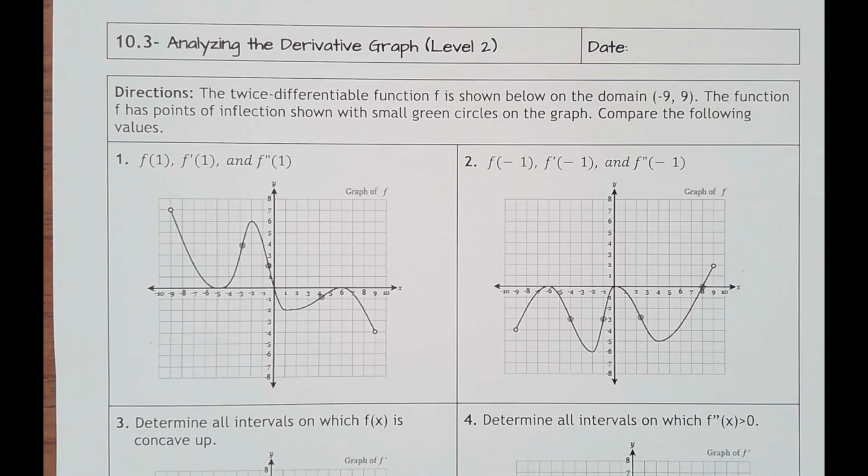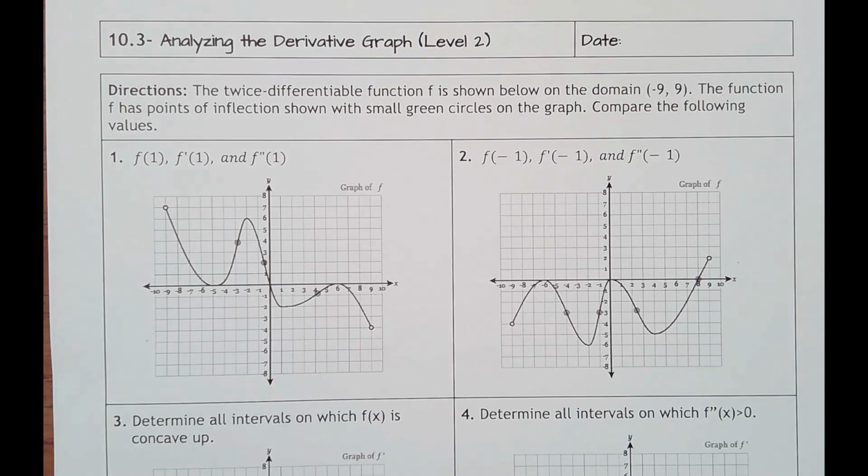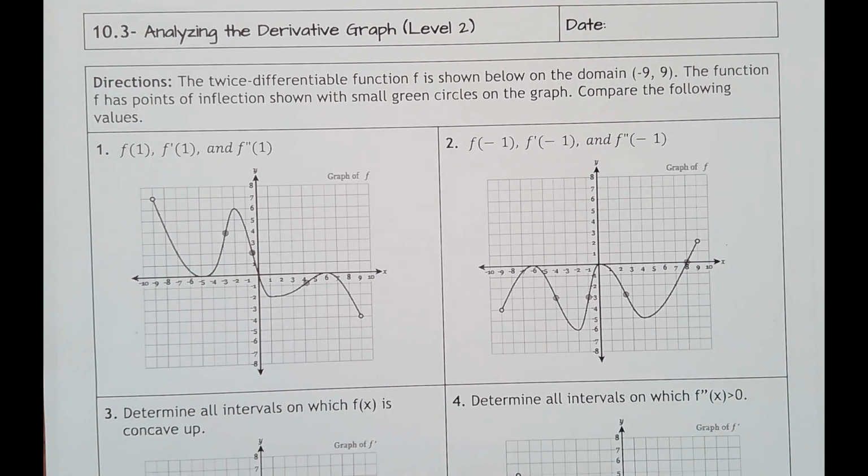Lesson 10.3, Analyzing the Derivative Graph, Level 2. It says a twice differentiable function f is shown below on the domain -9 to 9. The function f has points of inflection shown with small green circles on the graph. Compare the following values.